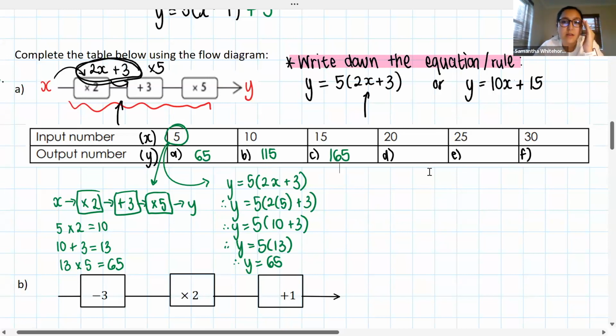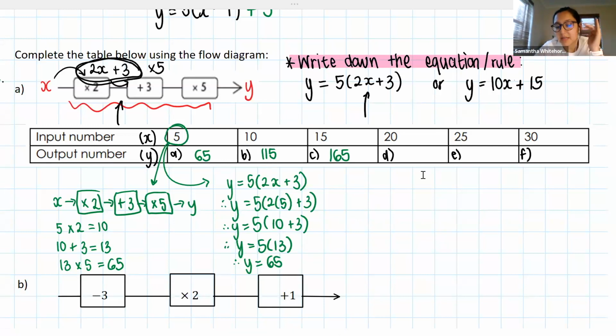Right, anyone want to give me D, E, or F's output? I'm just going to put them all out there. You can all raise your hands if you want, I'll pick as we go. So D, E, and F, anyone keen to give me an output? D is an input of 20, E an input of 25, F an input of 30. You guys are such a shy class, which is absolutely okay.